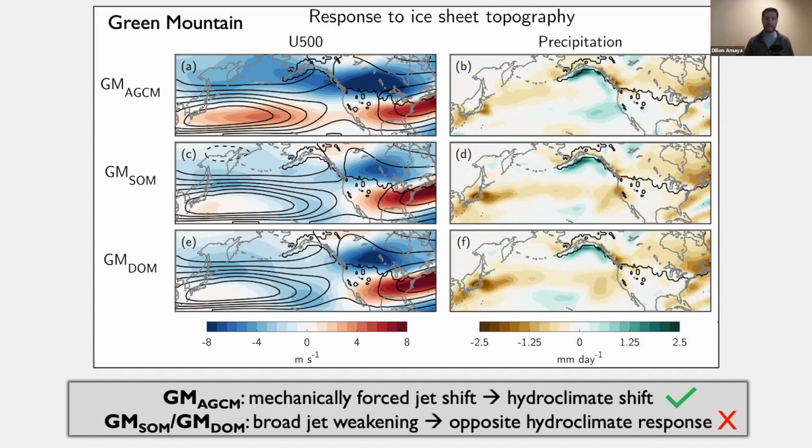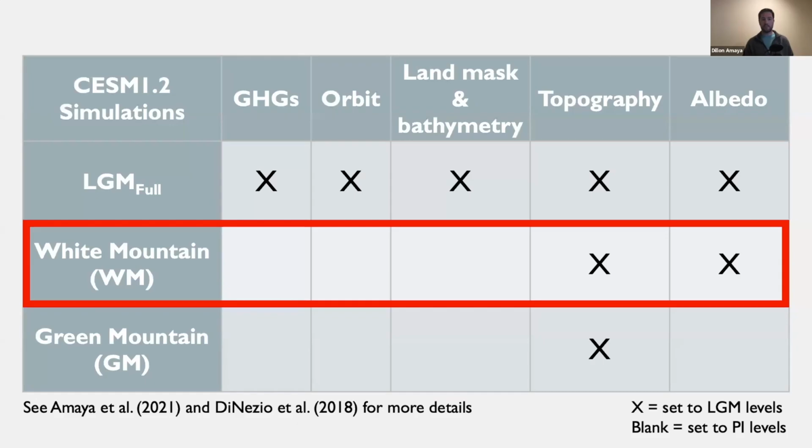But what you'll see is that really this southward shift in the jet stream goes away. You just see a broad weakening of the westerlies, and you actually see the opposite hydroclimate response along the West Coast. You see a bulk drying of the Western United States and maybe a little moistening of the Pacific Northwest. So this is not the right answer. So let's keep digging and see if we can get a little bit closer.